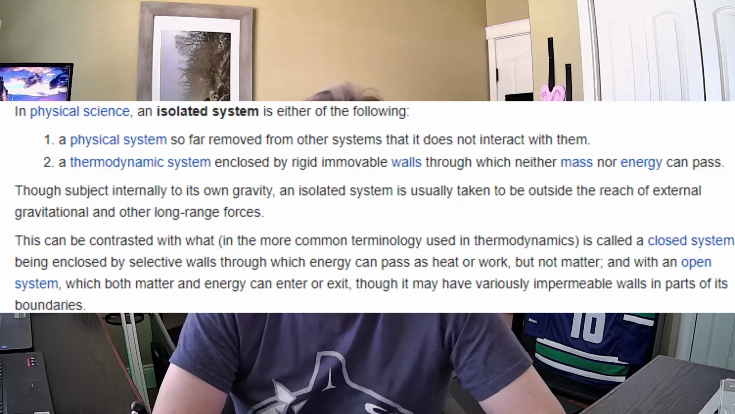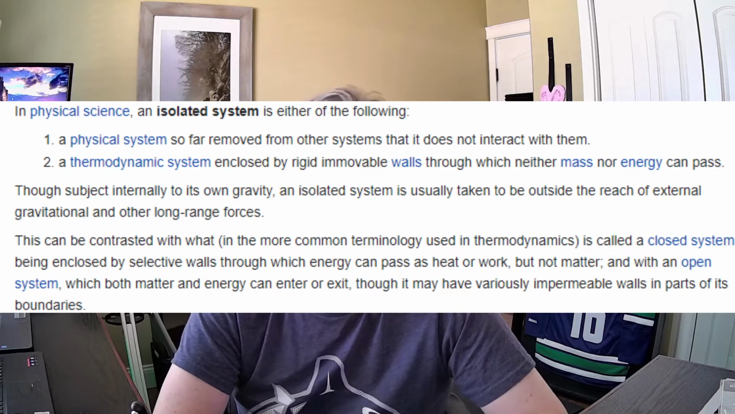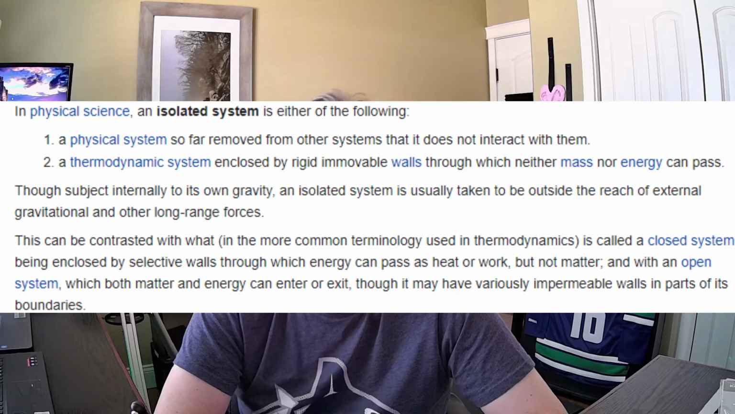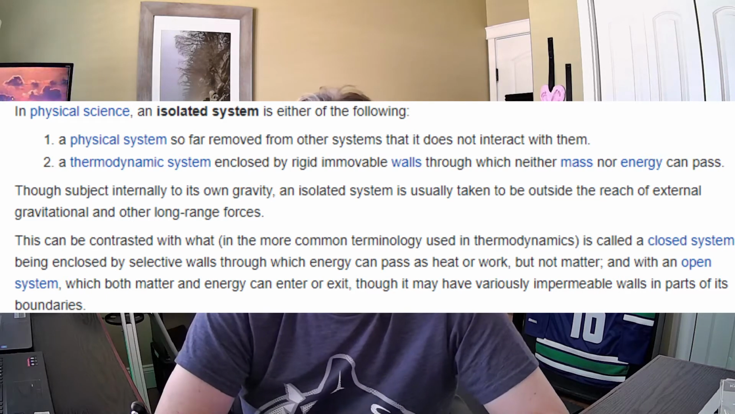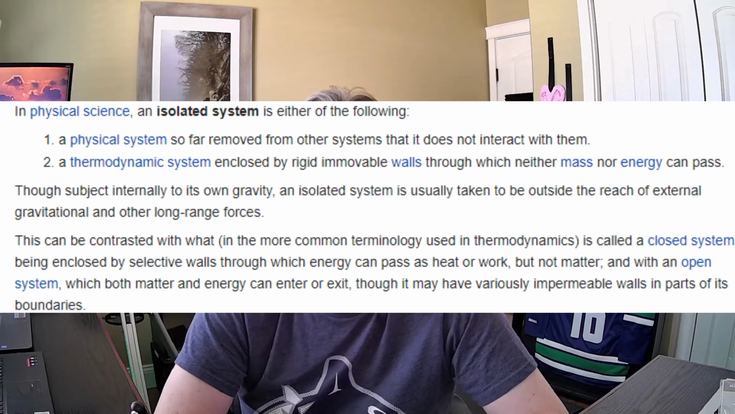Now, where many flat earthers go wrong is that the second law with respect to entropy only applies to isolated systems. In physical science, an isolated system is either of the following: a physical system so far removed from other systems that it does not interact with them, or a thermodynamic system enclosed by rigid, immovable walls through which neither mass nor energy can pass. Though subject internally to its own gravity, an isolated system is usually taken to be outside the reach of external gravitational and other long-range forces.